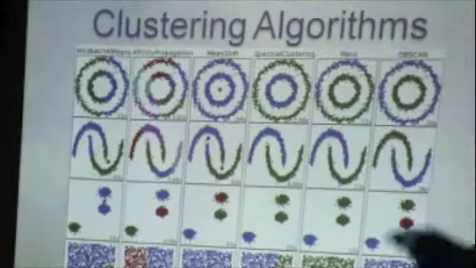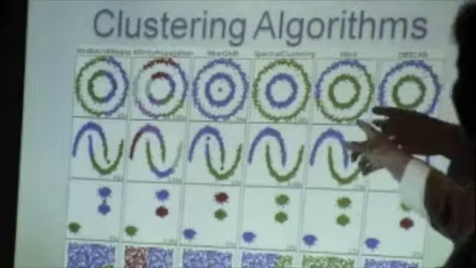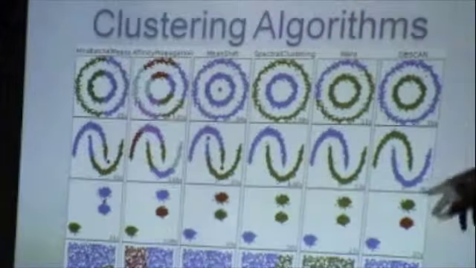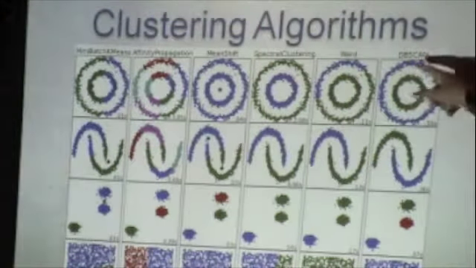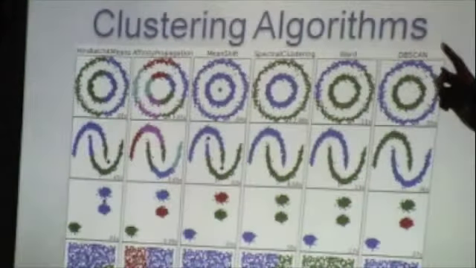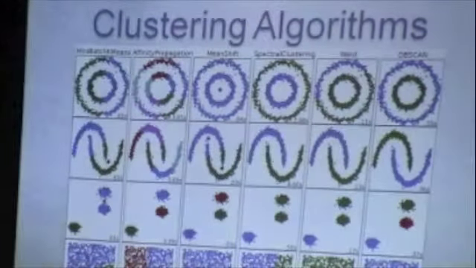Clustering algorithms. These are the ways that these different algorithms run. This one is called DBSCAN, and I've actually done a lot of research into this. It's density-based spatial clustering of applications with noise. I have it on the next slide.